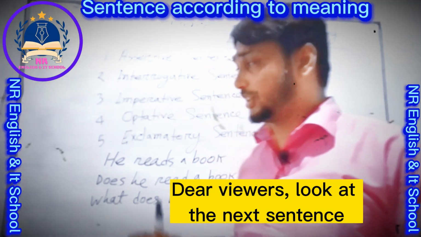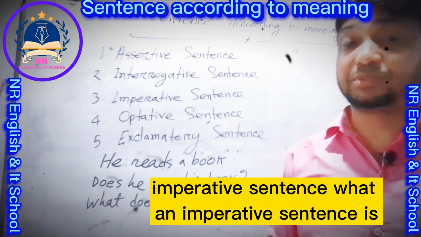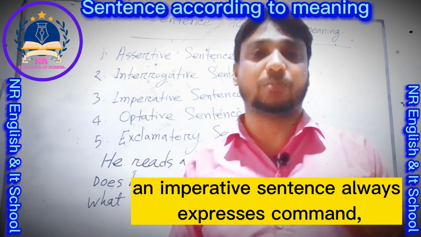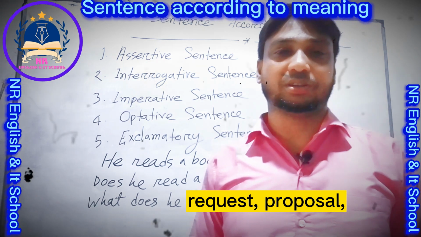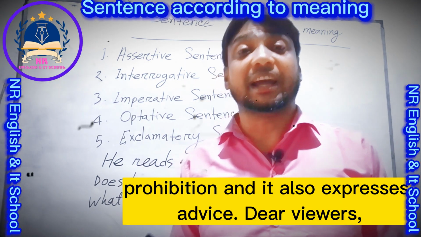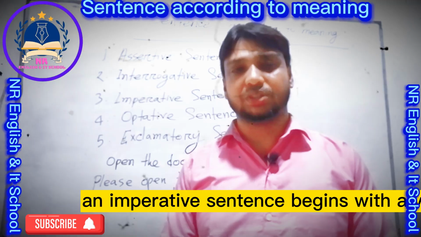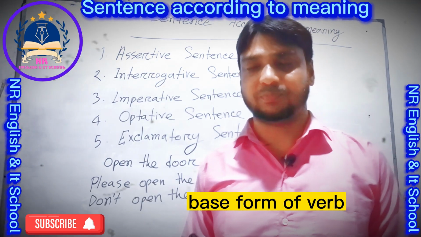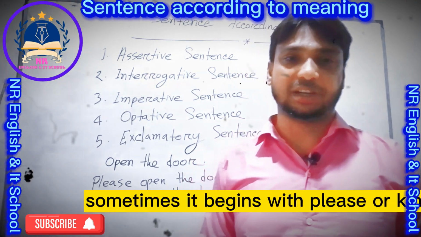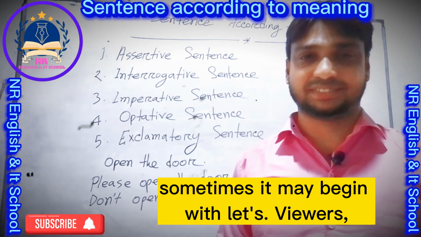Dear viewers, look at the next sentence, the imperative sentence. What is an imperative sentence? An imperative sentence always expresses command, request, proposal, prohibition, and it also expresses advice. Dear viewers, an imperative sentence begins with a verb, the base form of a verb. Sometimes it begins with don't or never. Sometimes it begins with please or kindly. Sometimes it may begin with let's.